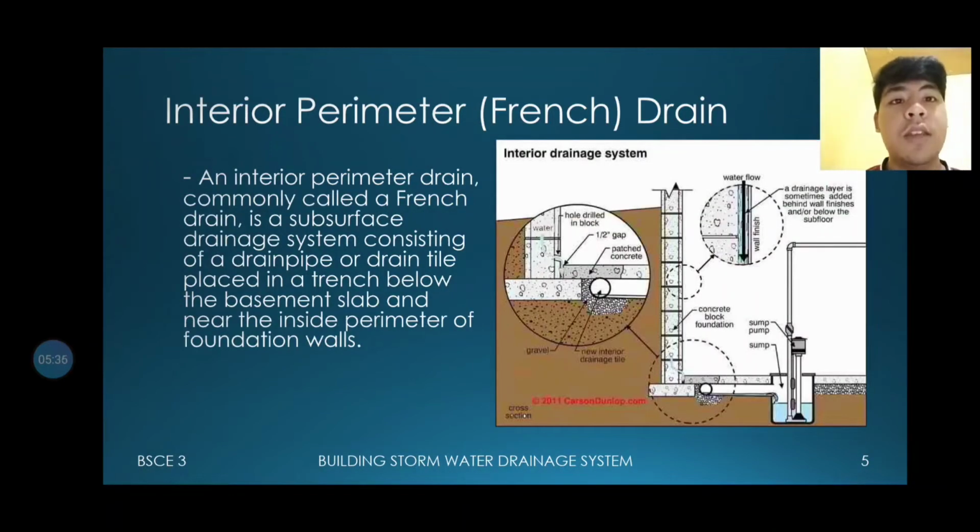So next is interior perimeter or French drain. An interior perimeter drain, commonly called a French drain, is a subsurface drainage system consisting of a drain pipe or drain tile placed in a trench below the basement slab and near the inside perimeter of the foundation wall.